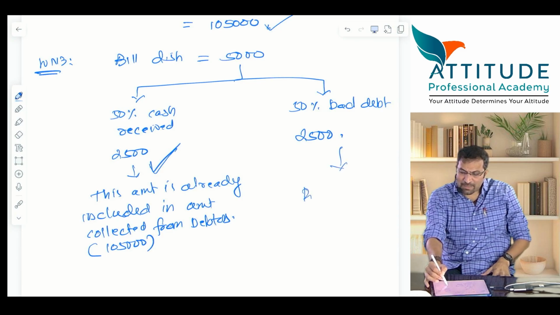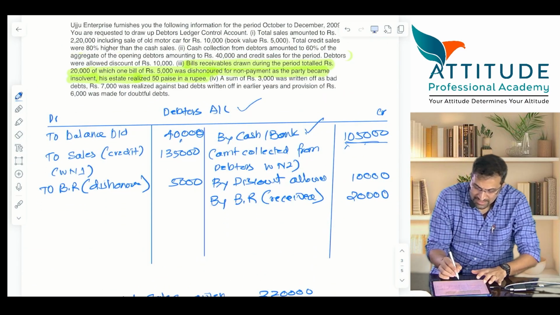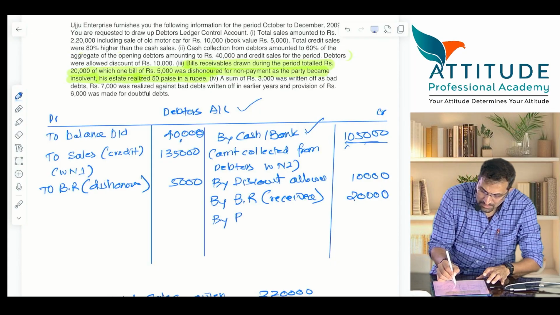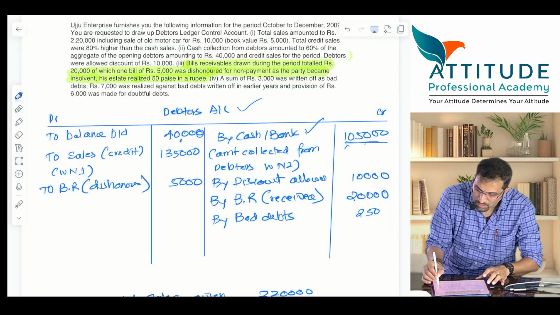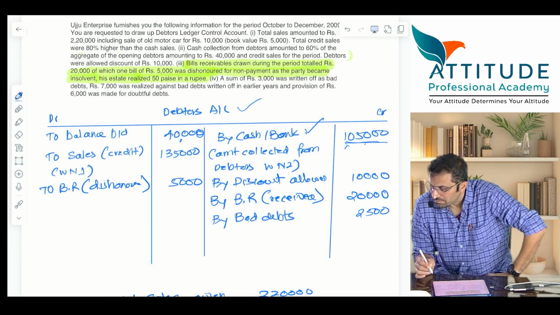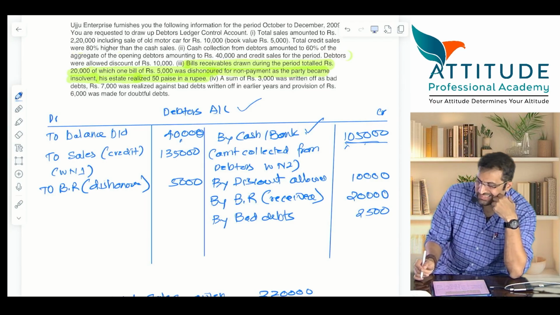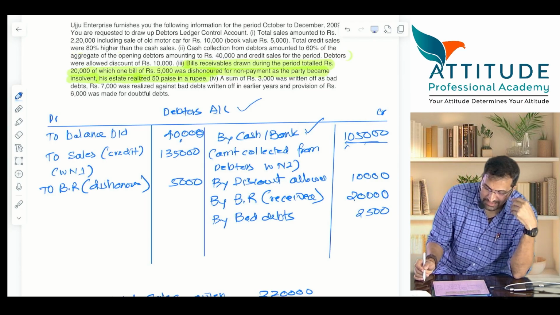Bad debts के लिए entry क्या है? Bad debts account debit to debtors. Bad debts debit to debtors. इसको पास करो. 2,500 इधर आ जाओ. इधर आएगा बाय. क्या आएगा? बैड डेट्स कितना? 2,500. Is that clear? Any difficulty? ये थर्ड पॉइंट हो गया.